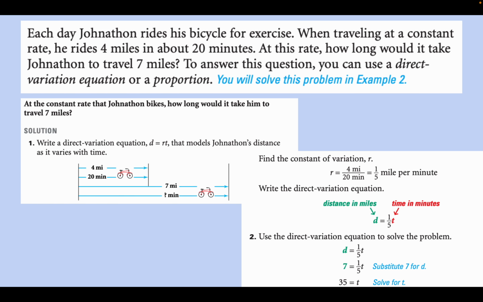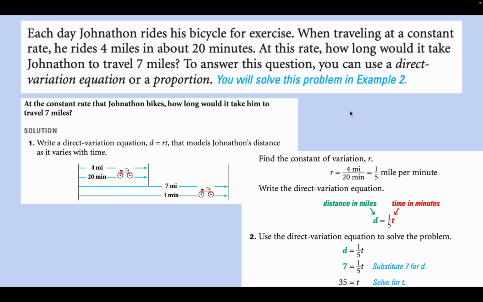Next, this one is a little more complicated. This one is a word problem. So each day, Jonathan rides his bicycle for exercise. While traveling at a constant rate, he rides 4 miles in about 20 minutes. At this rate, how long would it take Jonathan to travel 7 miles? To answer this question, you can use a direct variation equation or a proportion. So we'll learn about proportions just in a minute, right after this problem. So we can ignore that for now.